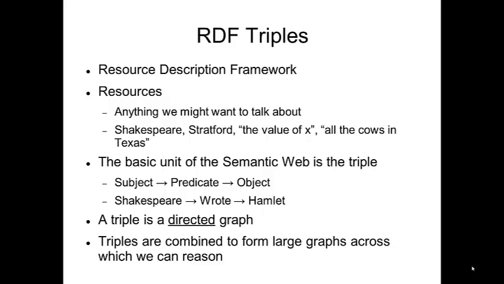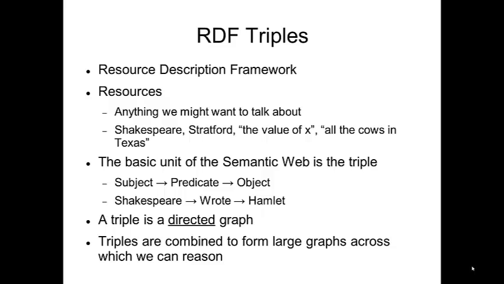So we're going to do a lot of examples because they come out of a book about Shakespeare. So one of the things we might want to talk about is Shakespeare. One of them is Stratford upon Avon, where he lived. But we also might want to talk about the value of X, or all the cows in Texas. So these resources are anything that we want to talk about.